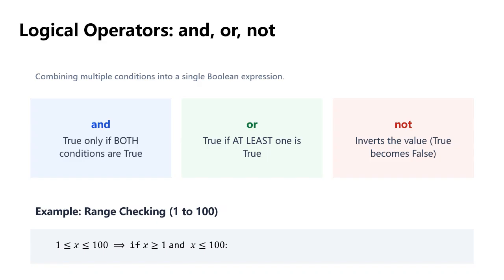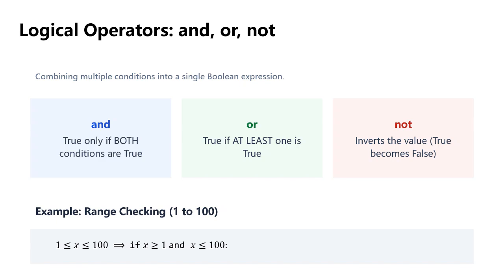Building on the complex branching we just covered, we can make our decision making even more precise using logical operators. This allows us to combine multiple conditions into a single powerful Boolean expression. First, let's look at AND, and think of this as a strict requirement. For an AND expression to be true, every single condition within it must be true. If even one part is false, the whole thing fails.